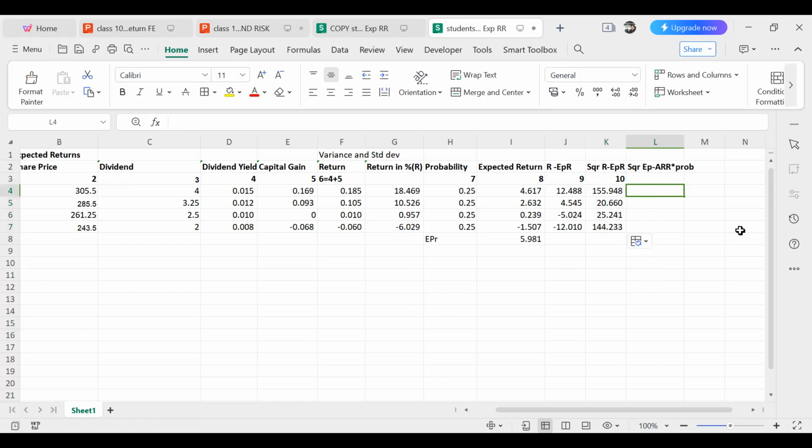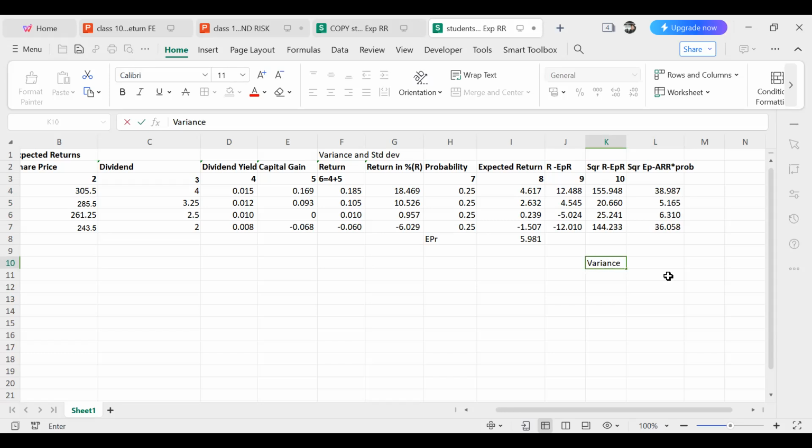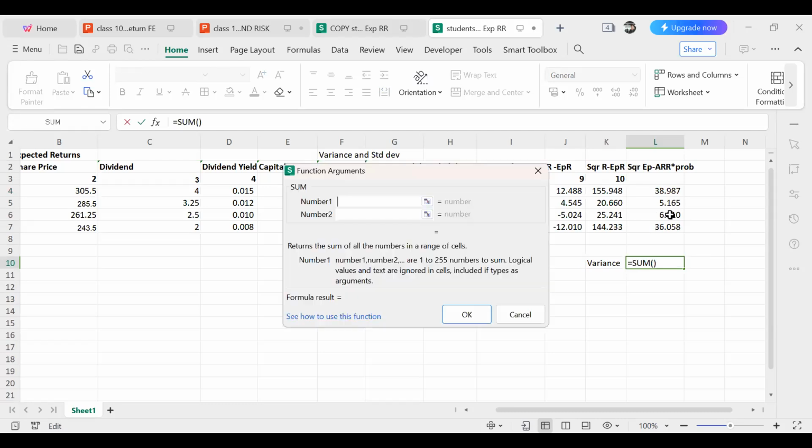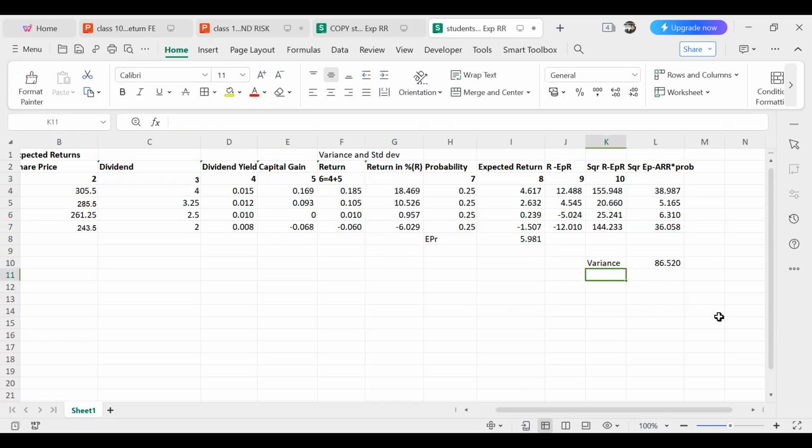And then simply multiply it with the probabilities. Each square, same formula, each square into its probability. Its probability is 0.25. Enter. Drag it. If you calculate the variance now, variance is the summation of this, just take the sum. And what is your standard deviation? Square root of this. Equal to square root.